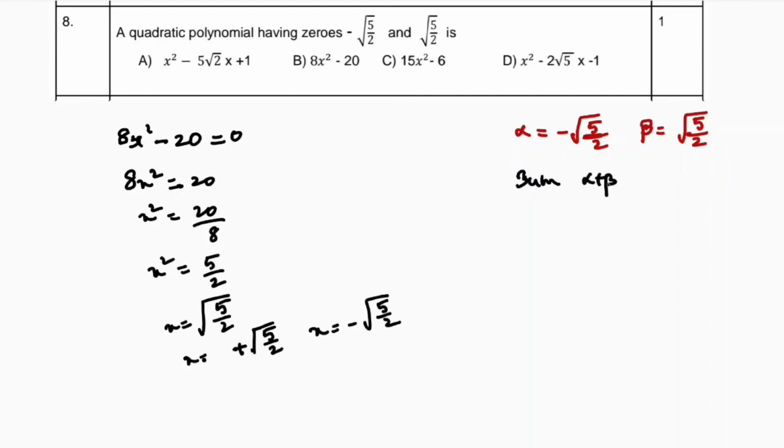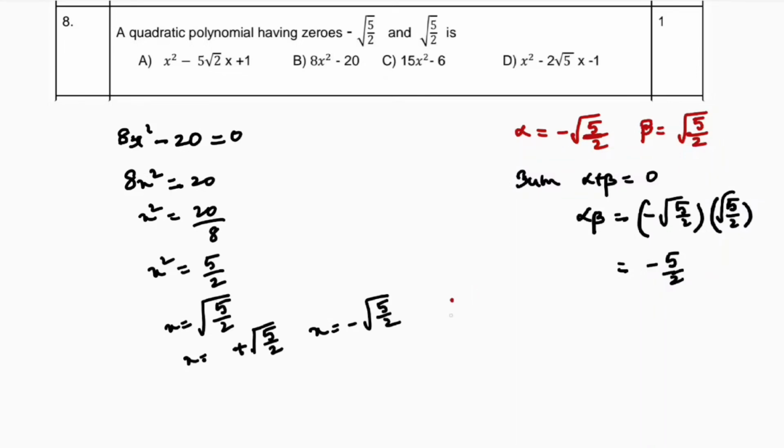Alpha plus beta will be 0 because they are the same with opposite sign. Alpha into beta, if you calculate, is minus root 5 by 2 into root 5 by 2. So the roots get cancelled, and it's just minus 5 by 2, because root a into root a is root a whole square, which is a. So sum and product you got.